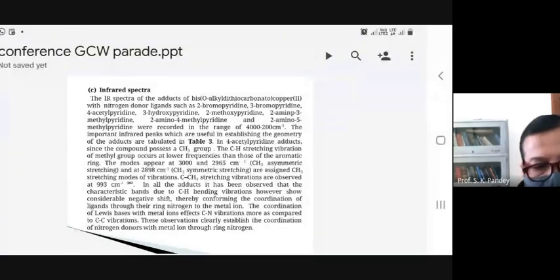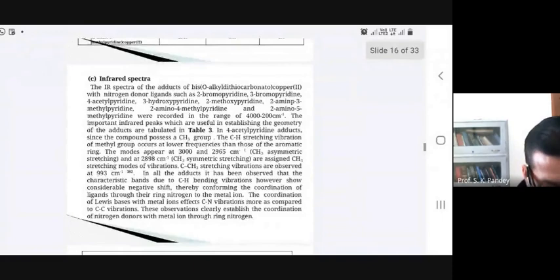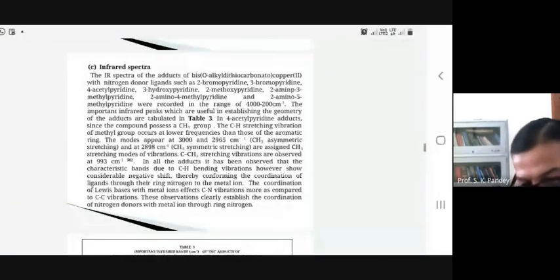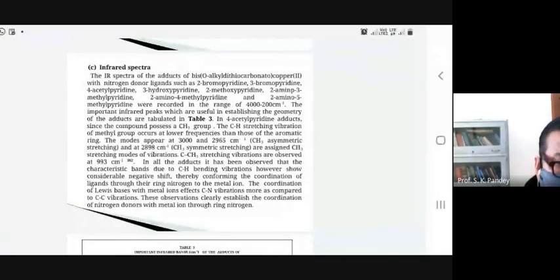Yes, sir. Nirupma, can you finish fast? Yes, sir. Yeah, please finish fast. Okay, sir. Please do it fast. Okay, sir.